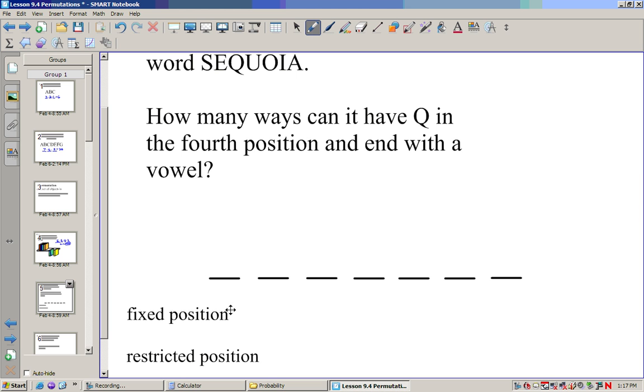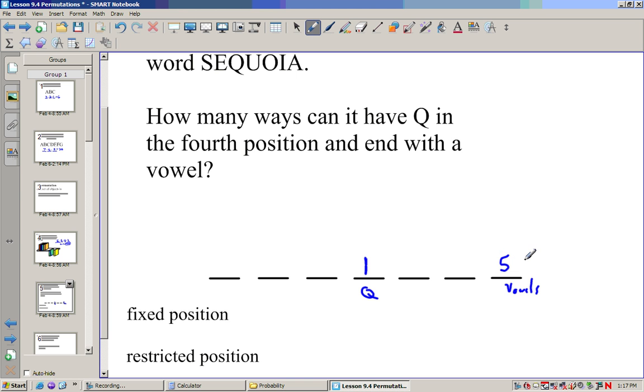The first thing we need to do is label our fixed position. So our 4th position has to be a Q. So there's only one option there. Our restricted position is the last one. That's what we do next. And it looks like there's 5 different vowels that we could pick.